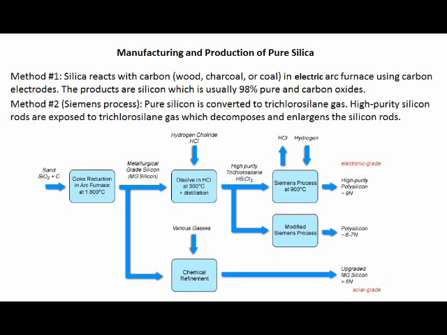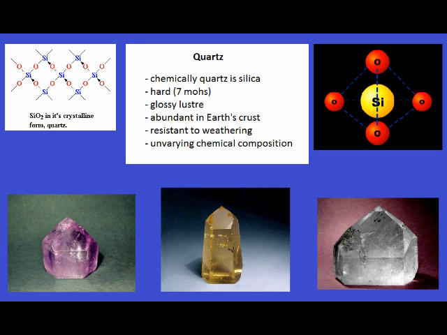A second method is used which is called Siemens process. High purity silicon is converted to trichlorosilane gas first, and then allowed to decompose and precipitate on silicon rods. This process is able to produce silicon with purity of over 99.9%. A flowchart at the bottom depicts the process of obtaining silicon with various purities. As you can see in modern society, both methods are applied, but Siemens process is used to make pure silicon.